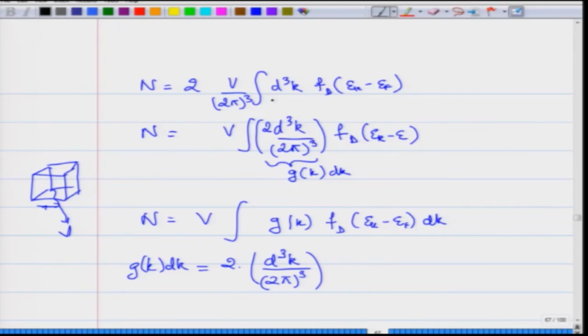You integrate it over the entire momentum space, and the occupancy of every state is given by the Fermi-Dirac distribution with Ek minus Ef. And so, we can rewrite this n as the integral of 2 into d cube k by 2 pi cube into the Fermi-Dirac distribution. And this quantity, 2 into d cube k by 2 pi cube, is the total number of states which are present between k and k plus dk.